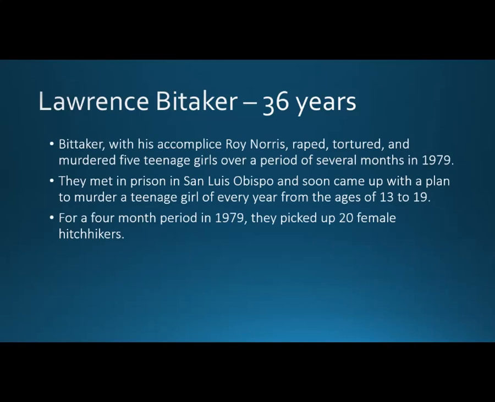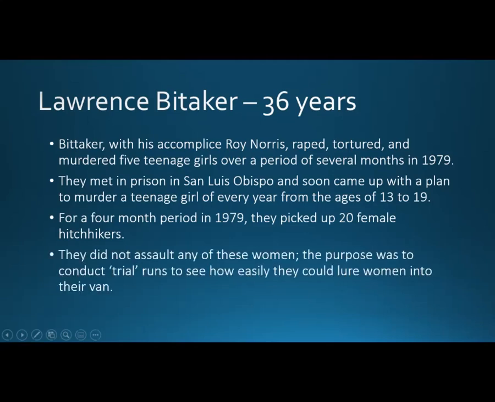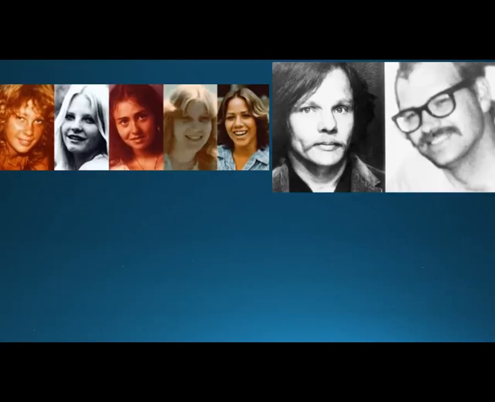Yeah, really nice guys. In a 4 month period in 1979, they picked up 20 female hitchhikers. This was just a trial run. They did not assault any of them, just to decide how easy it was going to be to execute their plan. This was Bittaker, this was Norris, and these are the 5 girls ages 13 to 19 who they murdered.